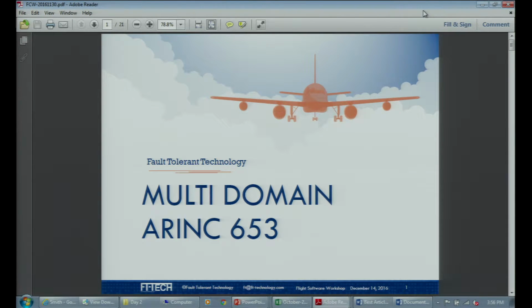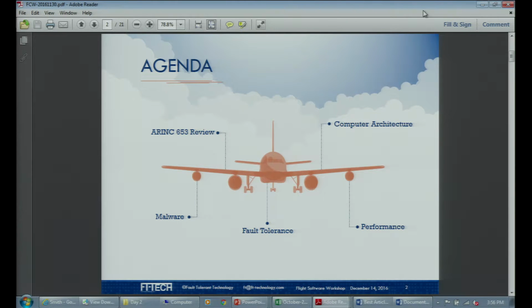So, I'm Roger Smith, I'm a fault-tolerant technology, and I'm going to talk about multi-domain architecture and ARINC 653. So what we're going to do is talk about an ARINC 653 review a bit, which has already been done, and computer architecture. We're going to talk about malware, fault tolerance, and performance.